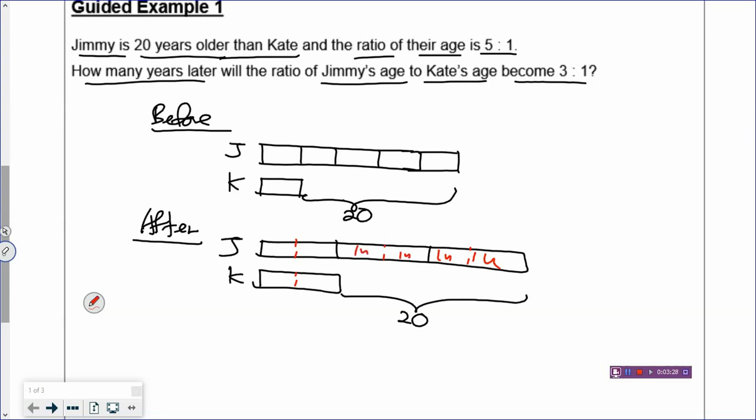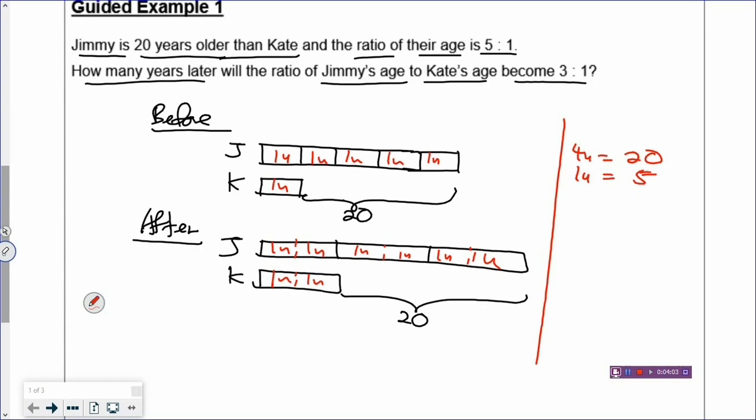So you can see that Jimmy is 4 units older than Katie. And if you look at the before, it's also 4 units older than Katie. So you have to make the difference the same. What is unchanged? Make the number the same. Once you cut it, all the boxes look similar, so every box will be called 1 unit. Now you can see how many units is equal to 20. So 4 units is equal to 20, and 1 unit is 20 divided by 4, which is 5.